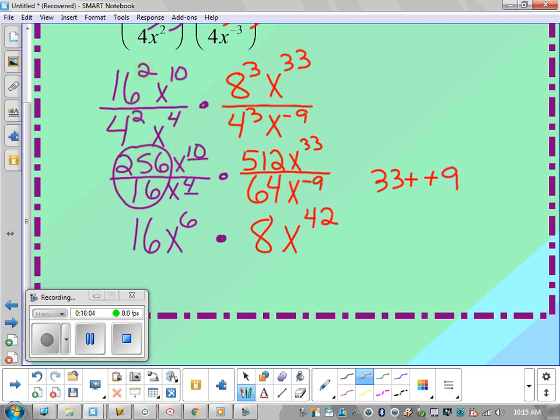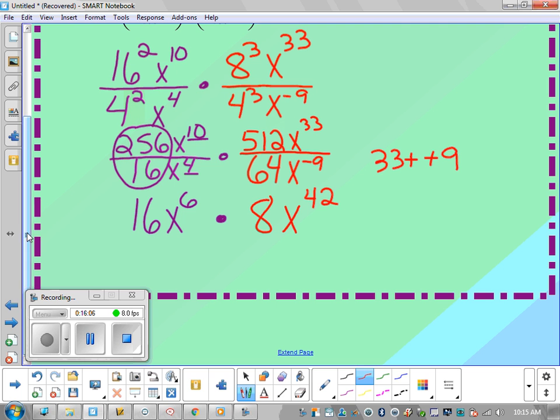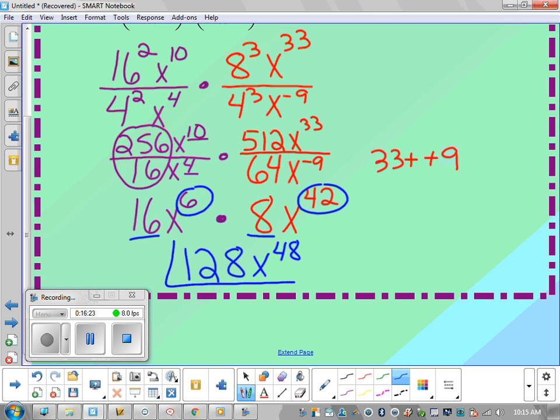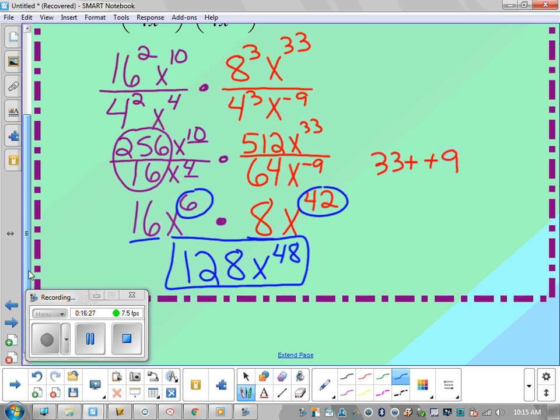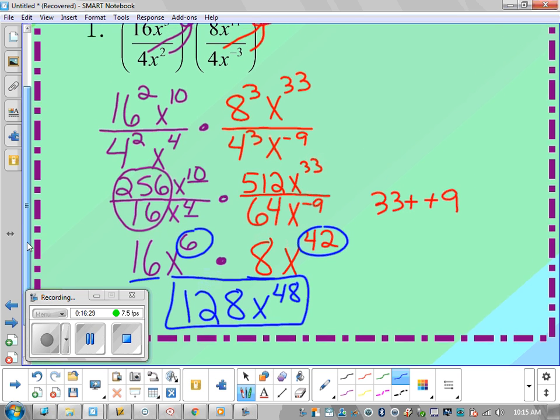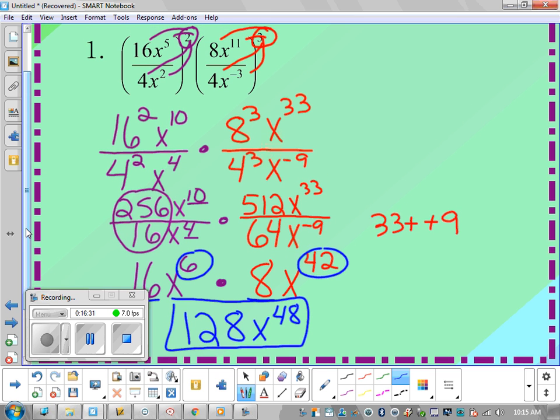My final step now is to multiply coefficient times coefficient. 16 times 8 is 128. And then add the exponents. 6 plus 42 is 48. If you were able to follow that process, you could say that you have mastered 9.2. That is it in a nutshell.